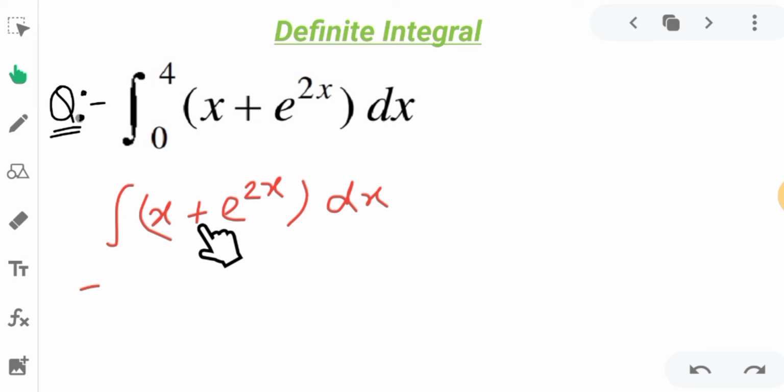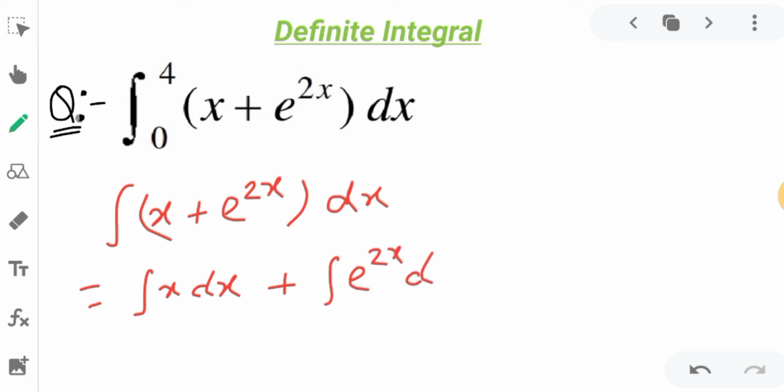So first I will use the algebra of integral. That means I will take the integration of x dx plus the integration of e to the power 2x dx. I will separate them. I told you in previous videos also, if two terms are separated with plus or minus, then we can use the algebra of integral and separate each term. Okay, so you know how to find the integration of x dx. x to the power 1.